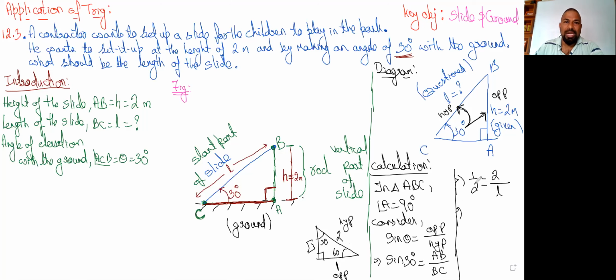Now, as we all know, let's cross multiply that one. 1 into L is equal to 2 into 2, which gives L is equal to 4 meters. Okay, so if you come to the conclusion part, length of the slide, what we have taken, it's nothing but BC, symbol is L, and it is 4 meters. So this is how we are going to conclude what is the length of the slide.